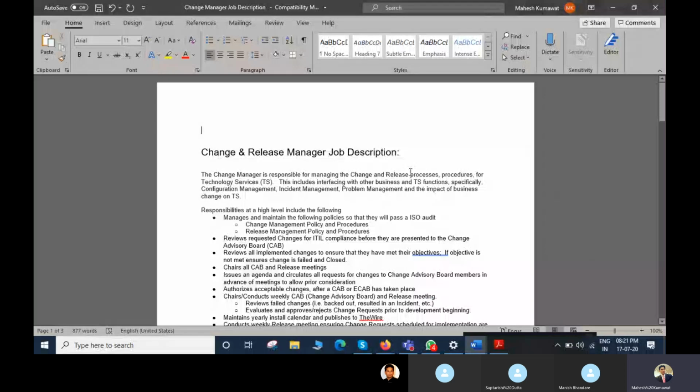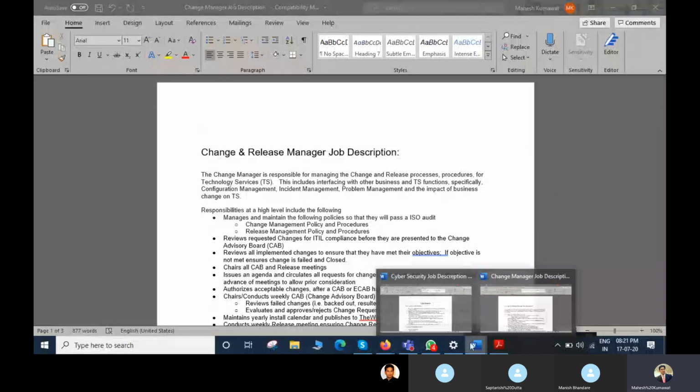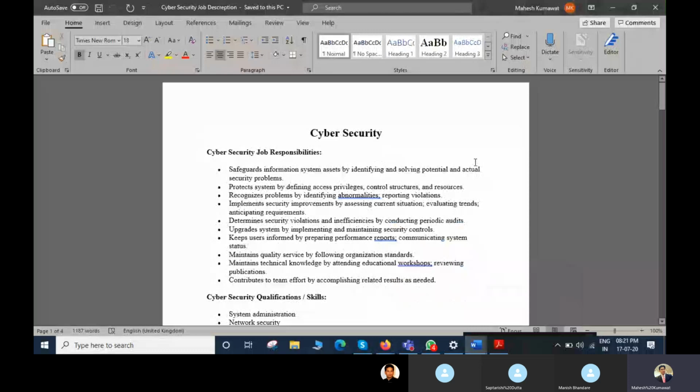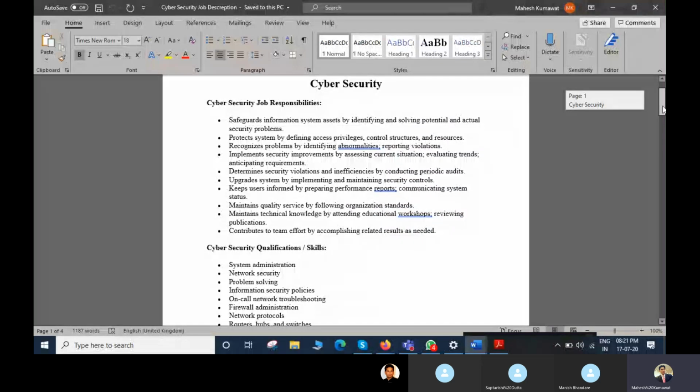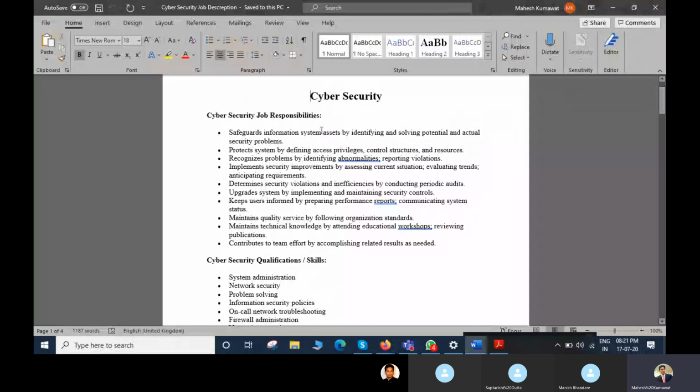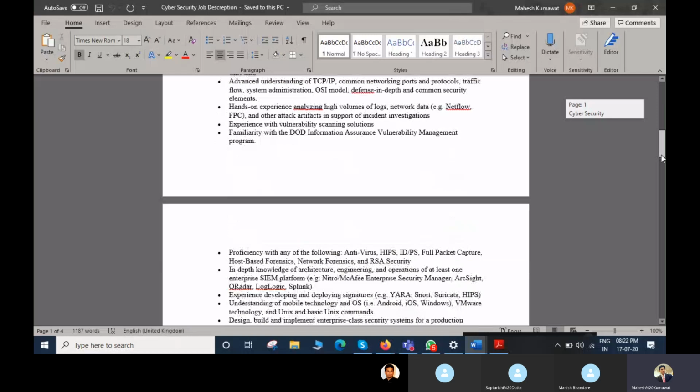If you're talking about the cybersecurity interview questions and answers, this is the second one. Safeguarding information system assets, identifying and solving potential and actual problems. I think you guys understand privileges and controls. We have studied this in the previous slides.